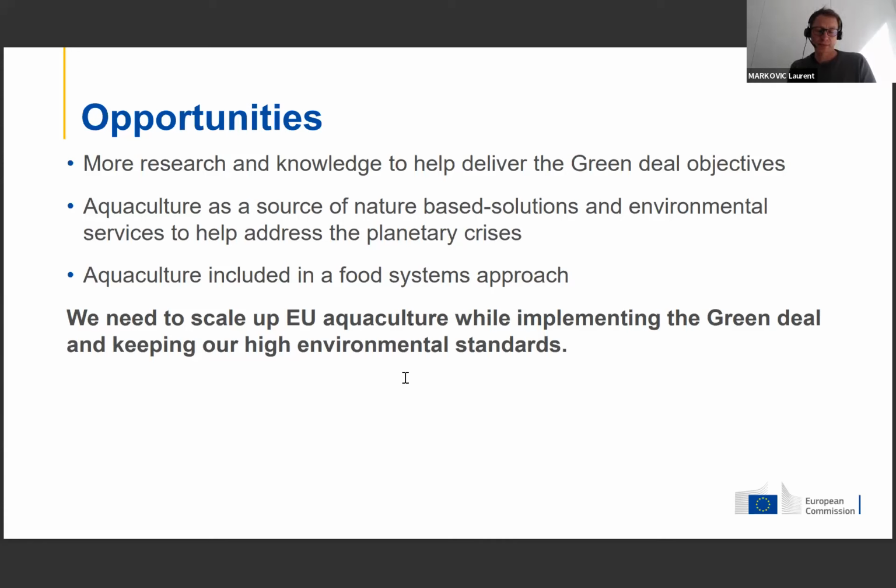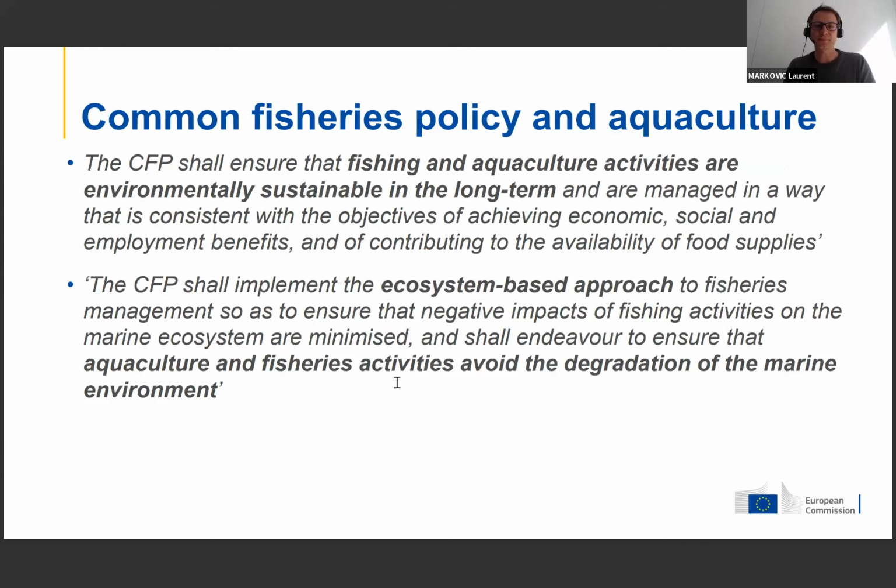So the objective under the DG Mare guidelines for sustainable aquaculture, of course, is to scale up the EU aquaculture, but we also need to implement the Green Deal, and that's the objective. And we need to keep our high environmental standards. So challenge, but also opportunities. You may move to the next slide.